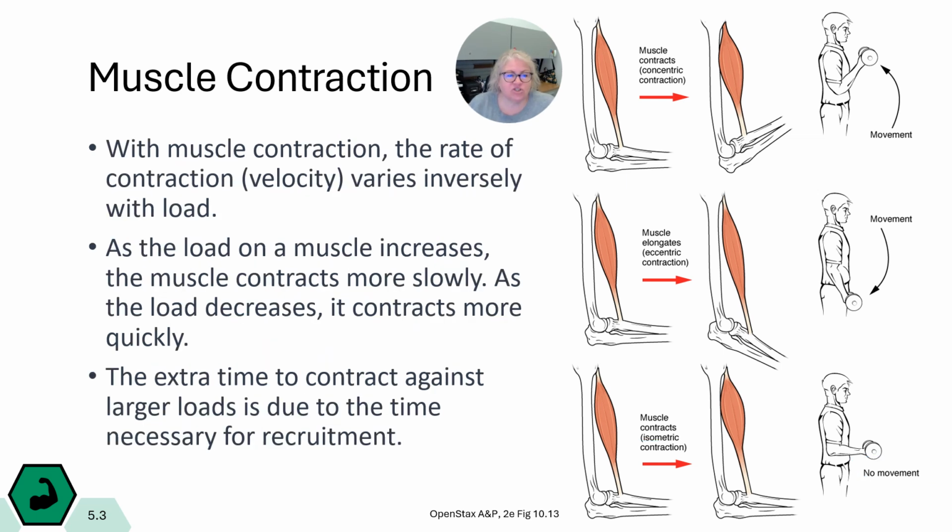Within muscle contraction, the rate of contraction or the velocity varies inversely with load. As the load on a muscle increases, the muscle contracts more slowly. As the load decreases, it contracts more quickly. I'm sure you've all experienced that. So if you've got a harder, heavier load, your muscle will contract more slowly. If it's a very light load, you can contract it very quickly. The extra time to contract against larger loads is due to the time necessary for recruitment. So remember, with a larger contraction, you need to recruit more motor units, and so that takes a little bit of time for that to occur.